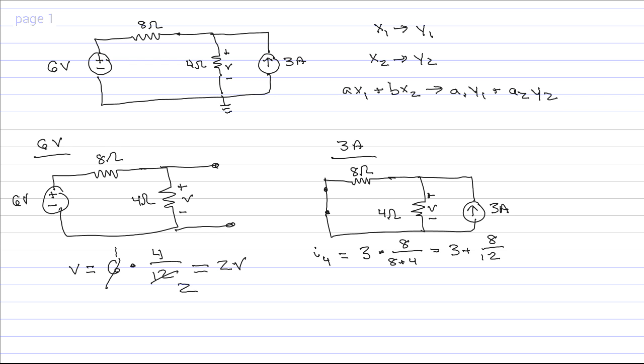Recall back from current division. So we're going to get 8/12 of the current through the 4-ohm branch, canceling. 3 goes into 12 4 times, 1 time, that will give me 2 amps.